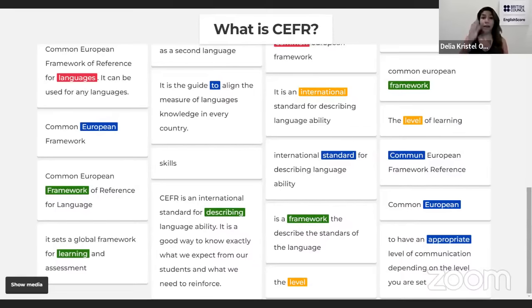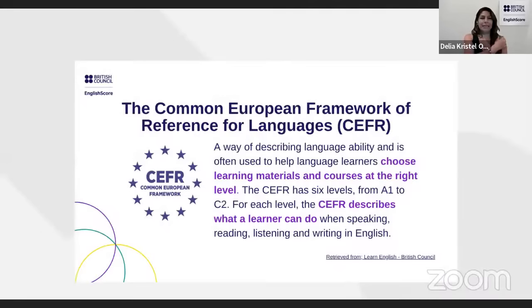Okay, so far we all know that the CEF established the expected learning outcomes according to the different levels of language that we have. The Common European Framework of Reference for Languages is a way of describing language ability and is often used to help language learners and teachers choose learning materials and courses at the right level. Remember, I was telling you this before.